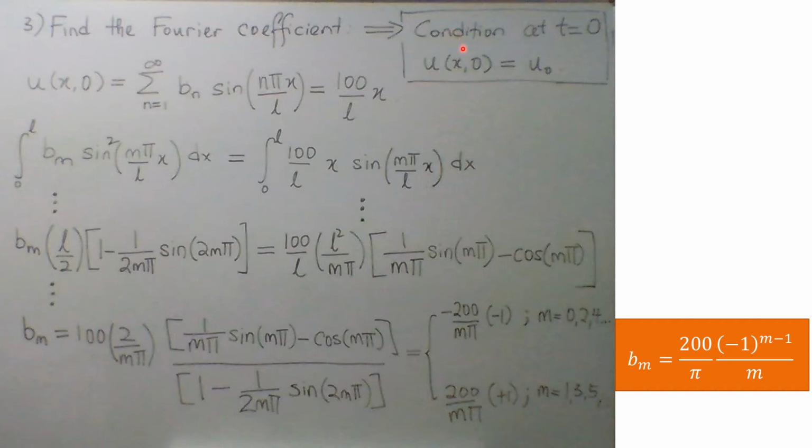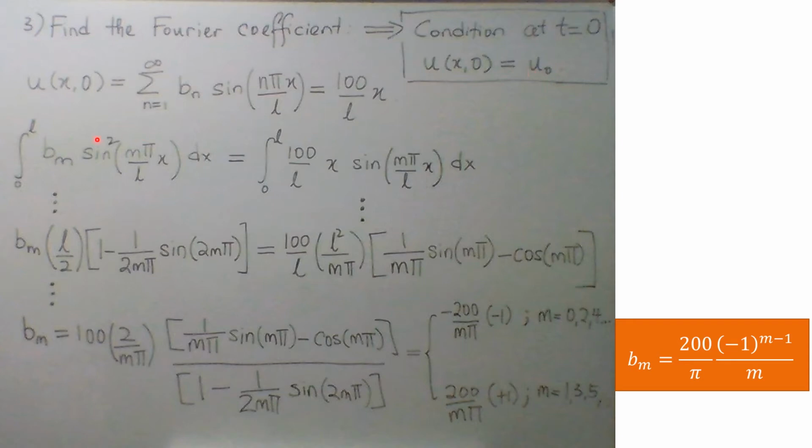In order to find the Fourier coefficients, you have to put t equals 0. At time t equals 0, you want the temperature u(x,t), so u(x,0), to be equal to the steady state solution. So you want to equate the temperature u to the initial solution. The initial solution, if you remember, u naught, is linear with respect to x.